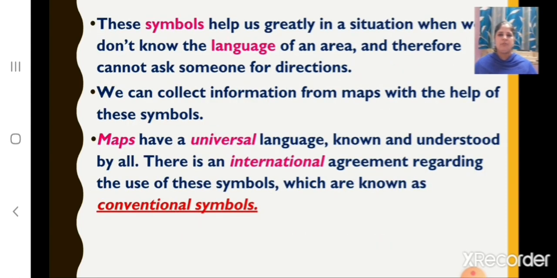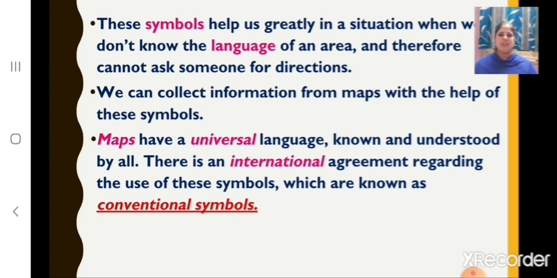Children, if you go to a particular state and you don't know the language there, with the help of these symbols on a map you can understand the direction where you have to go. So these symbols help us greatly in a situation when we don't know the language of an area and therefore cannot ask someone for directions. We can collect information from maps with the help of these symbols.